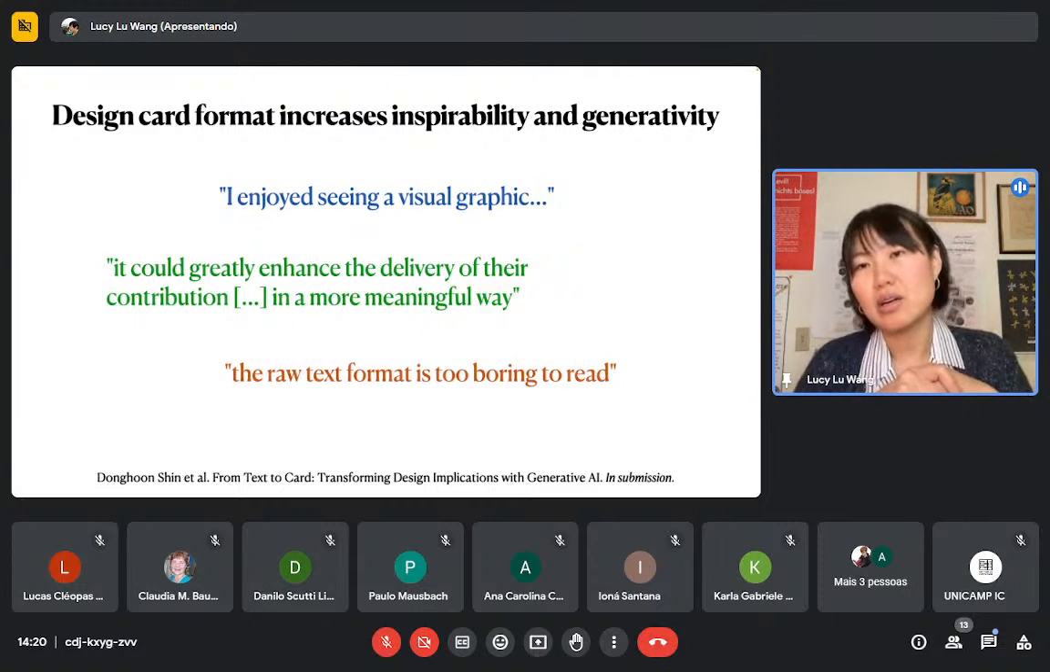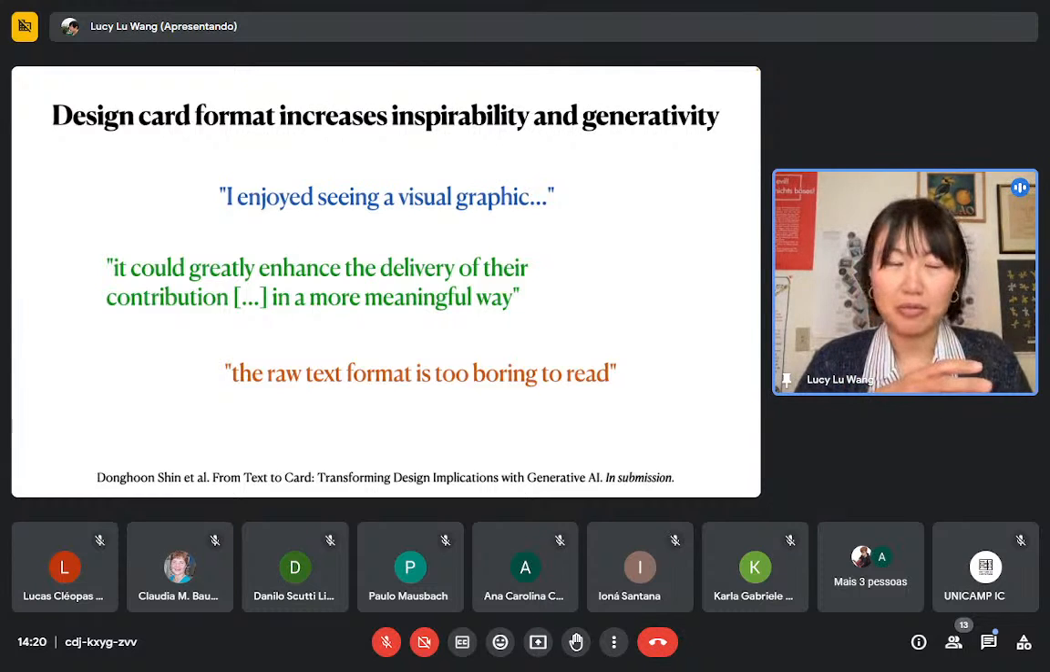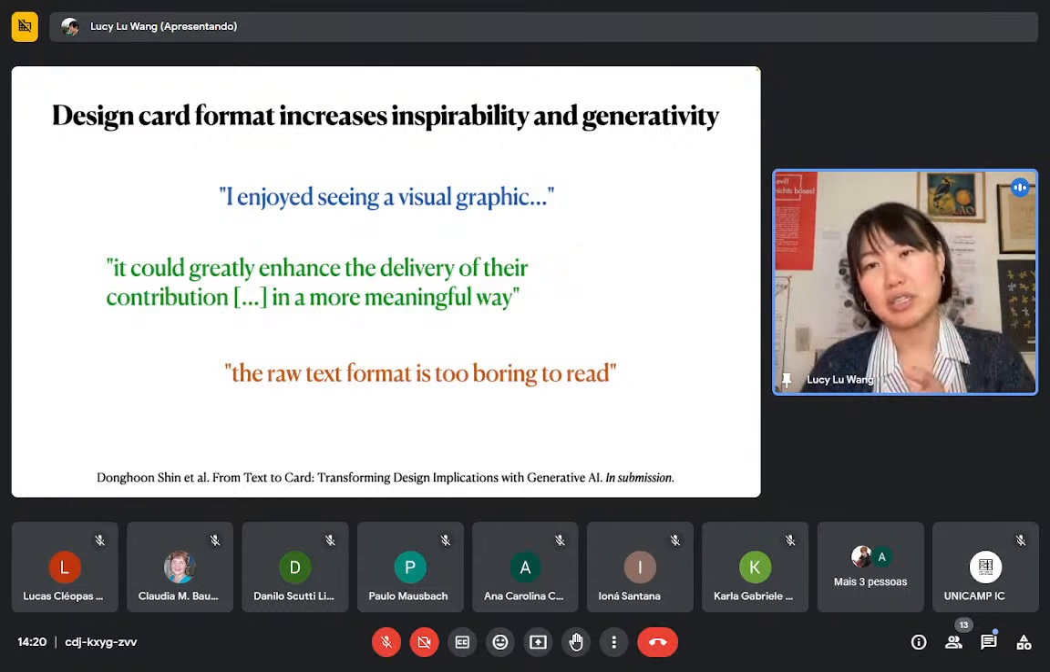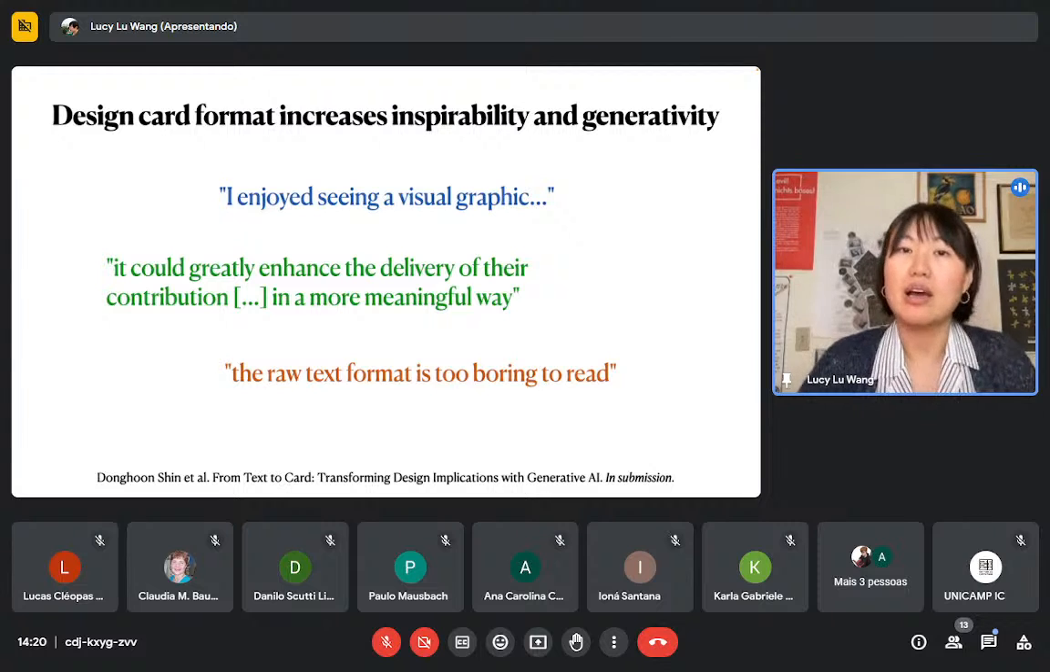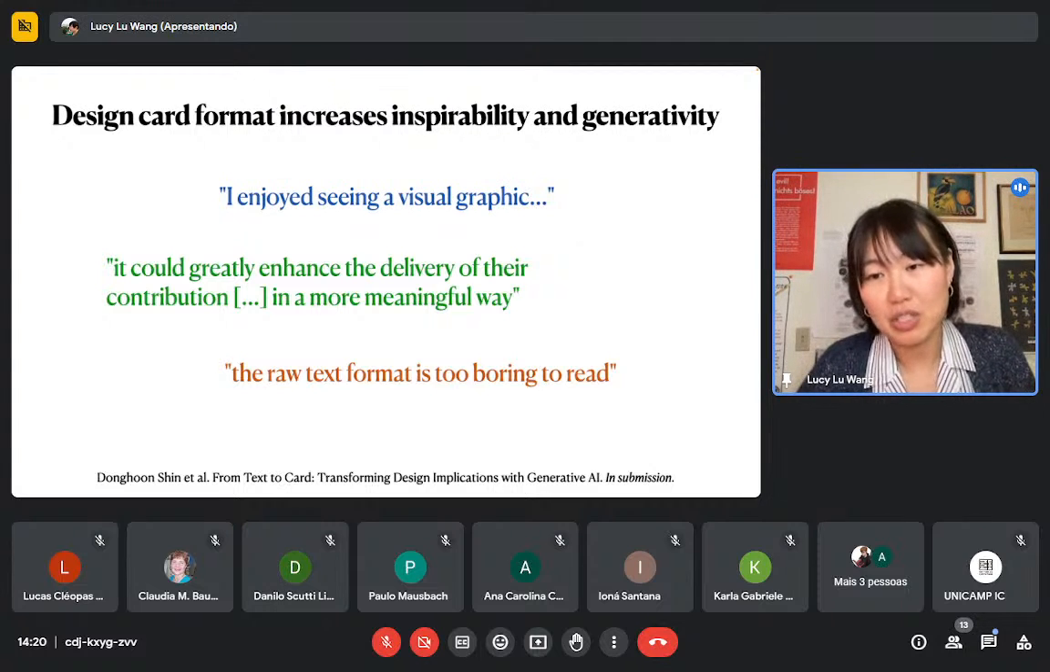But of course, there are challenges to this type of approach, right? Because we're using generative AI to produce some of the elements of the design card, we're sometimes injecting the biases of those models into those processes. And that's a limitation and a challenge that we're dealing with as we move forward on this project.